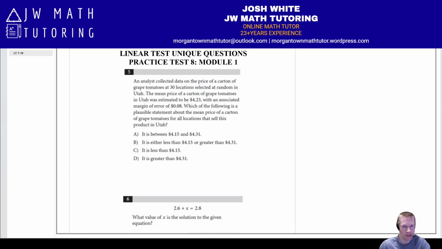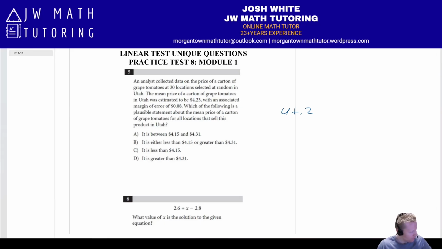The only one that makes sense is letter A. The margin of error tells us how much above the mean, so 4.23 plus 8 cents, and how much below the mean, we would expect the actual true mean to be located. So that's 4.15 to 4.31. Being less than 4.15, no, doesn't make sense. Being greater than 4.31, no. Either less than or greater, no. It's between those two values, within the range. So the correct answer is letter A.